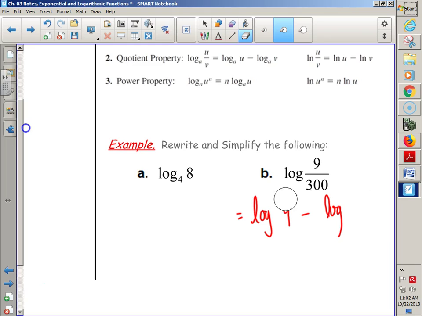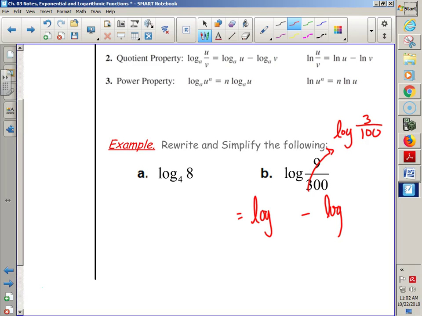Why not reduce the fraction and see if we can make it easier? Why not make this log of 3 over 100? Why is it better to make it 3 over 100 than 9 over 300? Well, first of all, the number's smaller. And second of all, what did I just say the base of this logarithm is?